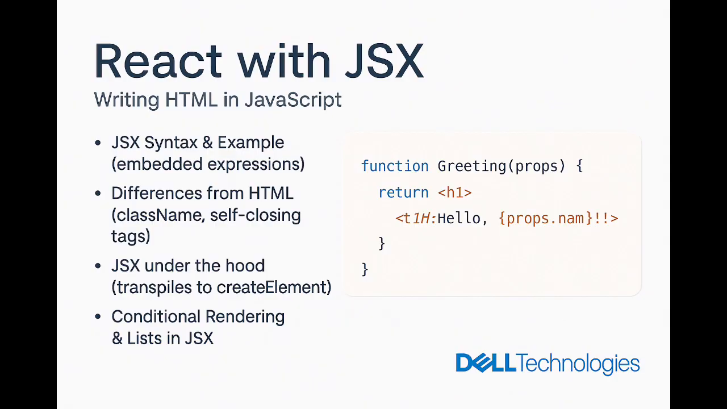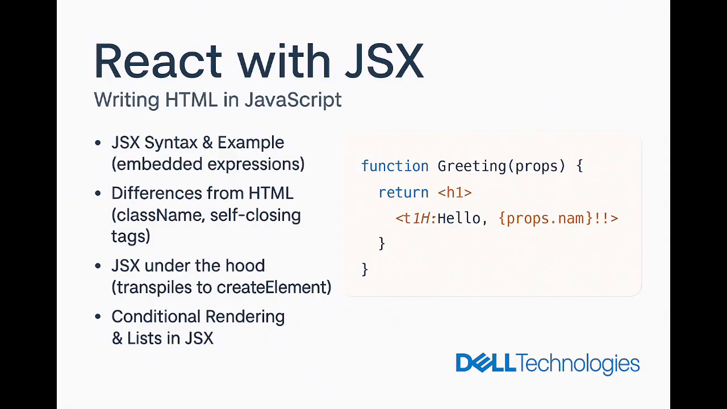Fragments. I briefly mentioned fragments as a way to return multiple elements. The shorthand <></> is an empty tag pair that compiles to React.createElement(React.Fragment, null). Fragments are useful to avoid extraneous divs just for wrapping. For instance, if a component needs to return two sibling elements, you can wrap them in a fragment instead of a div, thereby not adding an unnecessary node to the DOM.